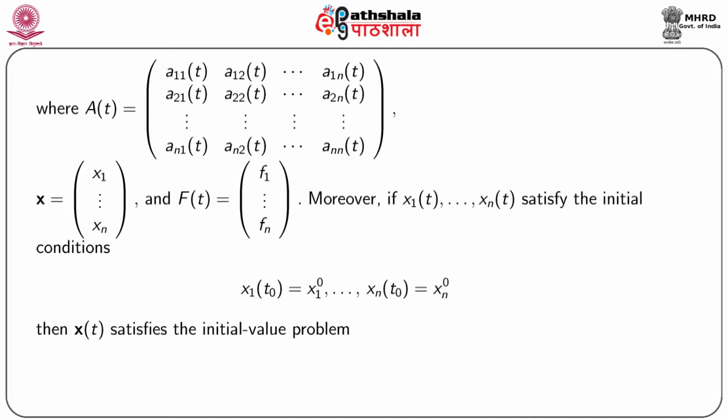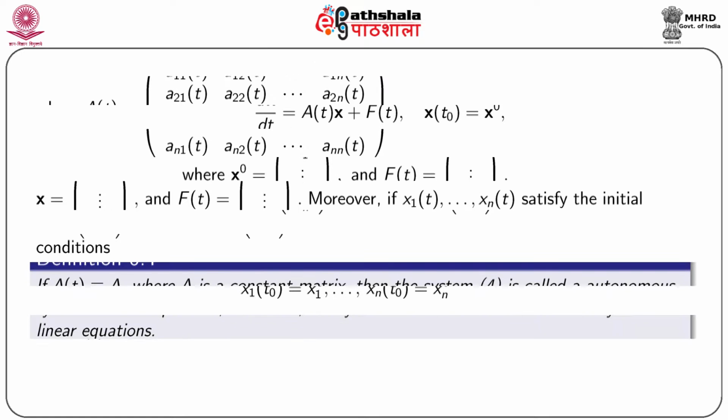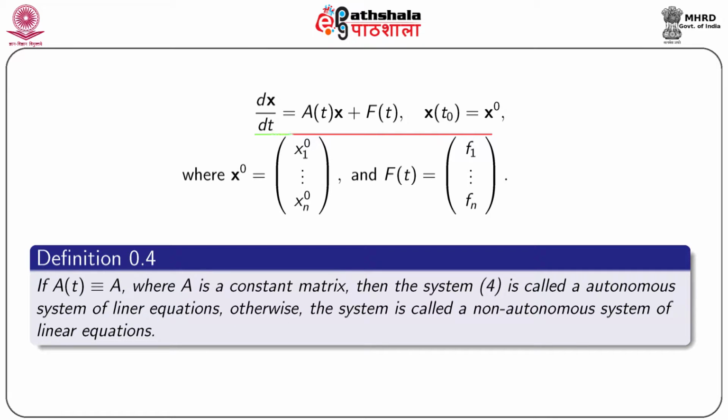Moreover, if x1(t), x2(t), ..., xn(t) satisfy the initial conditions x1(t0) is equal to x10, x2(t0) equal to x20, ..., xn(t0) equal to xn0, then x(t) satisfies the initial value problem dx/dt is equal to A(t)x plus F(t), x(t0) equal to x0, where x0 is the vector x10, x20, ..., xn0 and F(t) is another n component vector f1, f2, ..., fn.